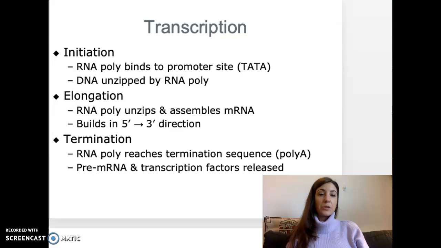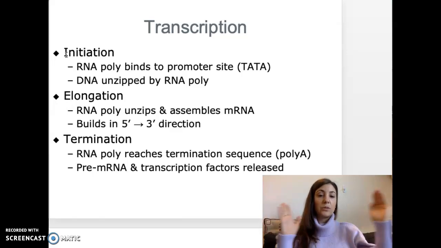Okay, so transcription overall has 3 steps, and please do not mix these up with translation. So the names of the steps are actually the same. Initiation is just a general term for start, okay? Elongation is a general term for meaning we're going to build that strand. We're going to lengthen the mRNA or lengthen the protein strand. And then termination is just a general term for stop.